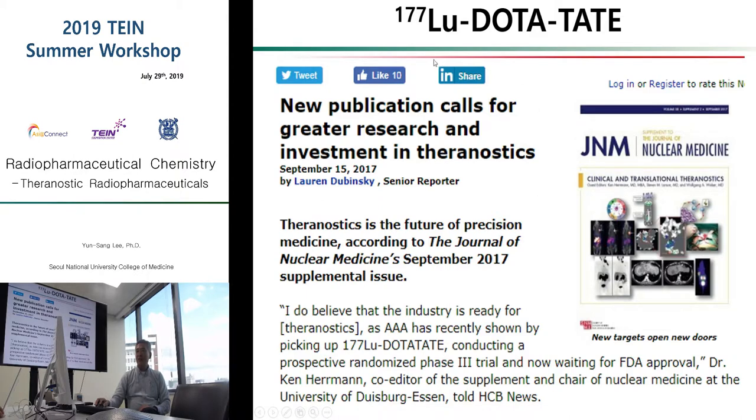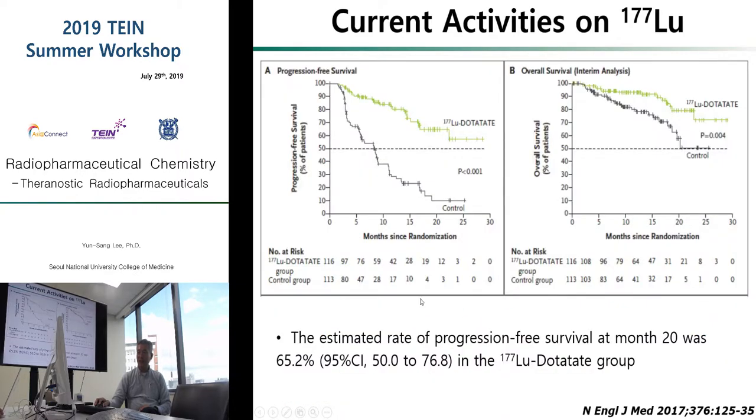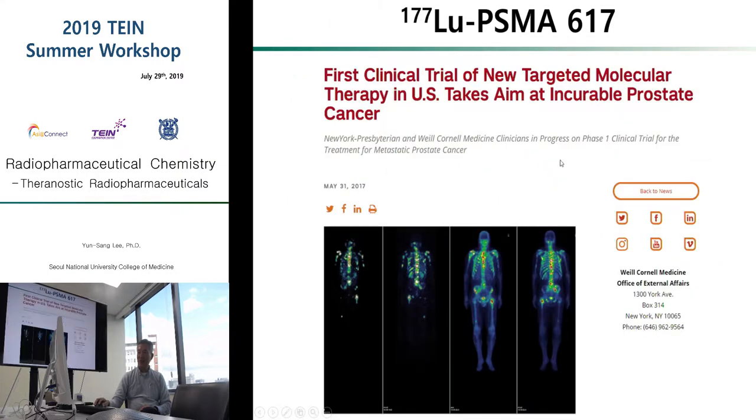As I mentioned, gallium lutetium dotatate has a good result for therapy of neuroendocrine tumor. As I already showed, lutetium is also a focus of the German and Australian group. They made a new theranostic agent for prostate cancer patients.